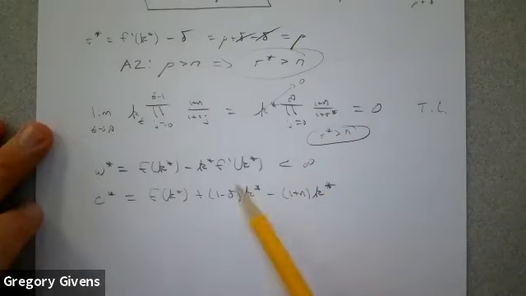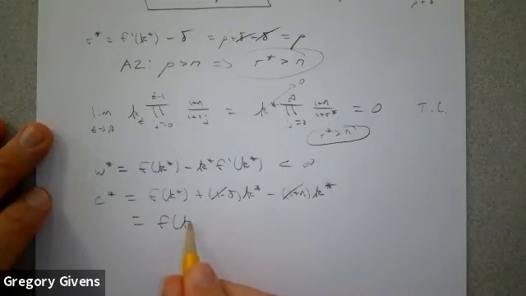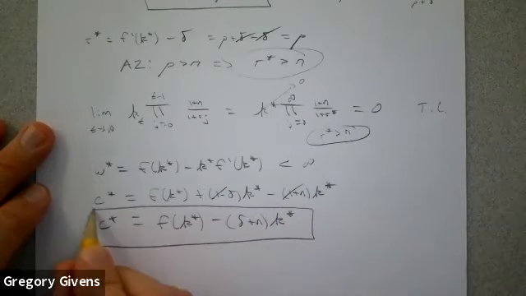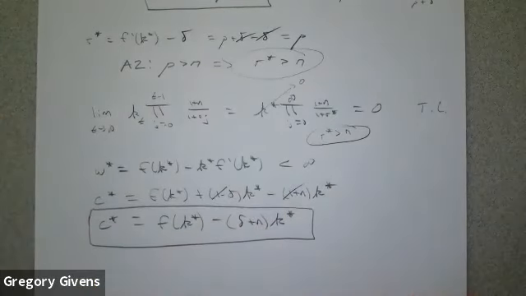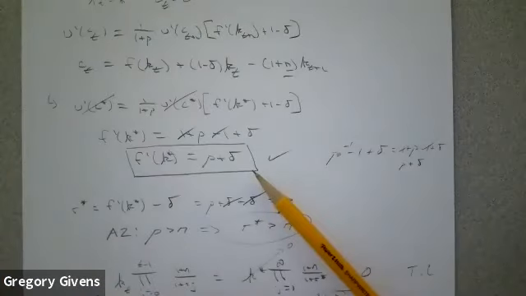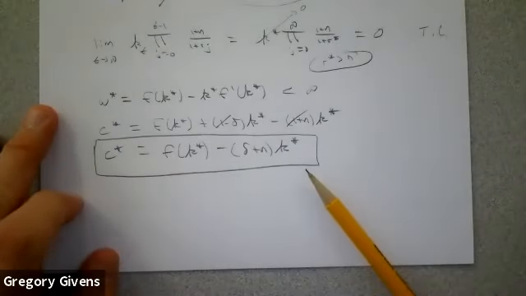And then of course, some of this cancels. The ones cancel and you're left with f of k star minus (delta plus n) times k star. So again, if a steady state value of consumption exists, it has to satisfy this equation. That's what I mean when I say things like characterize the steady state on an exam. Derive the equations that are consistent with the steady state, this and this.